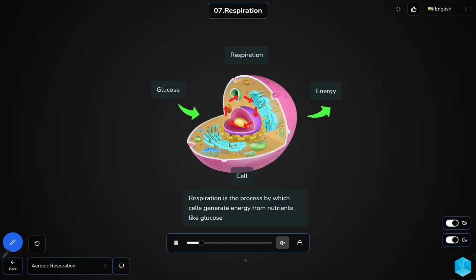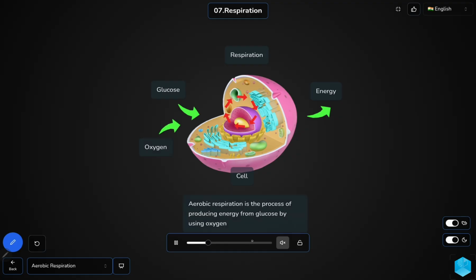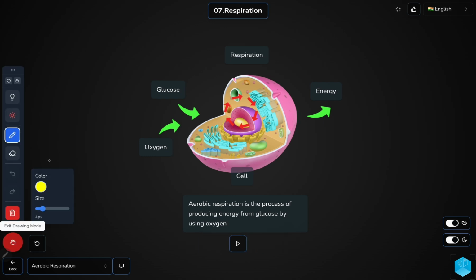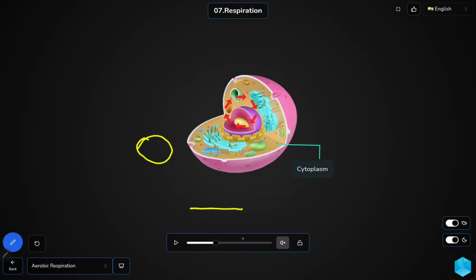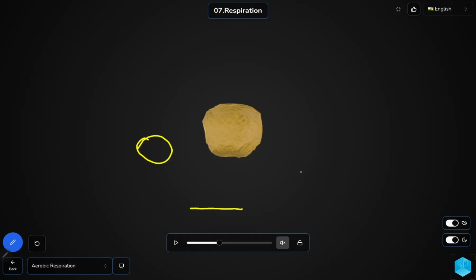So how is this energy production taking place and where? It takes place in the cytoplasm of the cell. If this process is occurring in the presence of oxygen, then that type of respiration is termed aerobic respiration. So aerobic respiration is the process of producing energy from glucose by using oxygen. This aerobic respiration takes place in the cytoplasm.